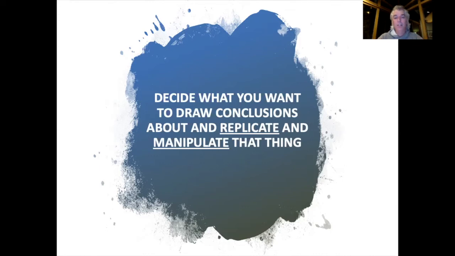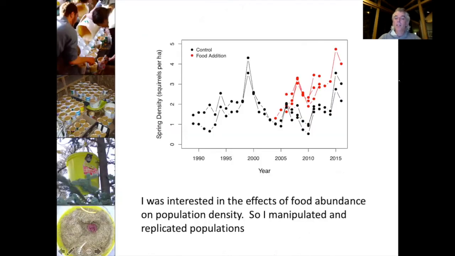So for example, I was interested in testing the effects of food abundance on population density in red squirrels. So as a result of my interest in populations, I replicated and manipulated entire populations of squirrels. In this experiment that we ran across 14 years, we had 3 control populations and 3 experimental populations where we provided every individual in our experimental populations with supplemental food throughout their entire lives.